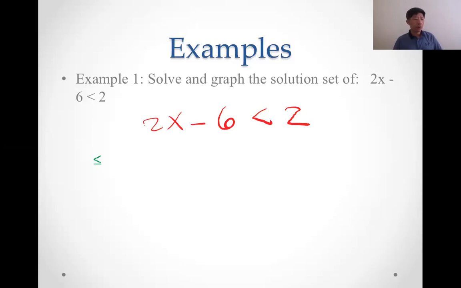First of all, when I solve this, I would look at the inequality sign like an equal sign, just like we solve a linear equation. So I would add 6 to both sides, just like with equality, like last time when we talked about solving for x. So we have 2x minus 6 less than 2, and now we want to add 6 to both sides.